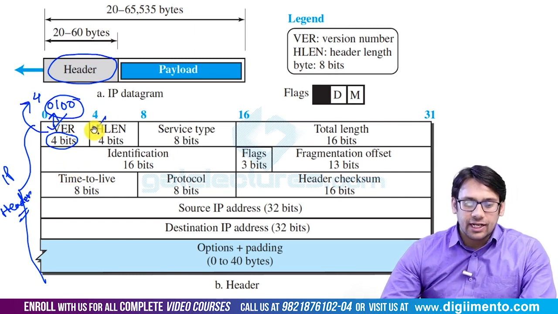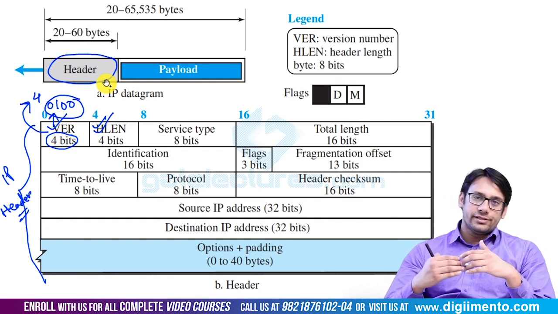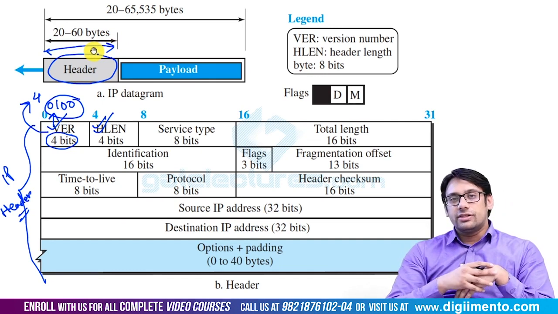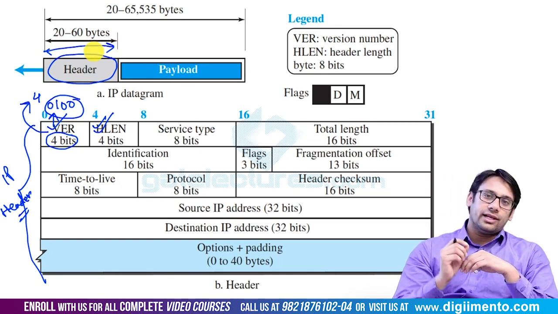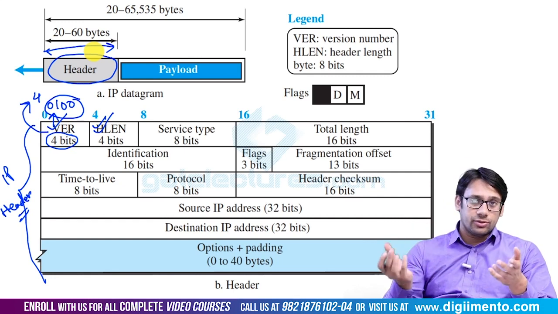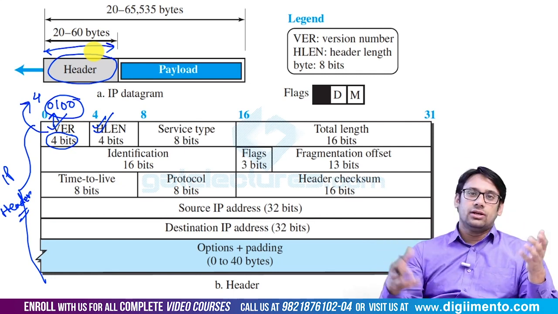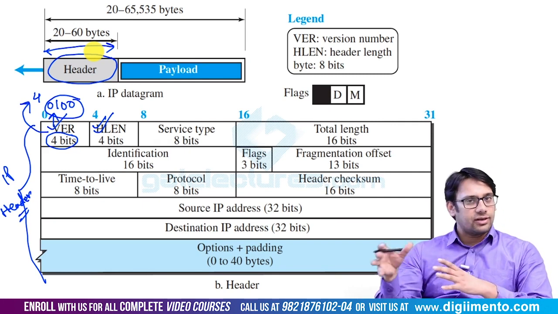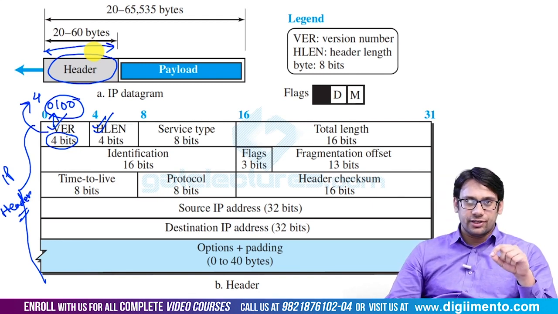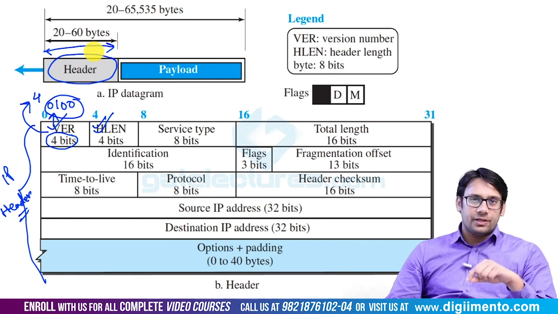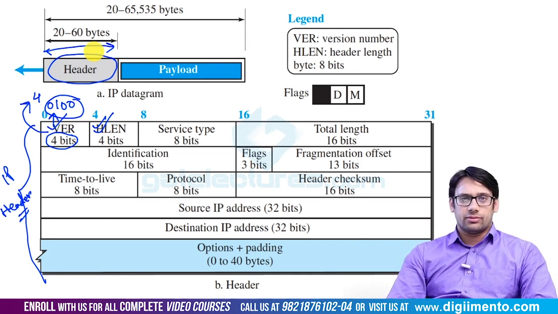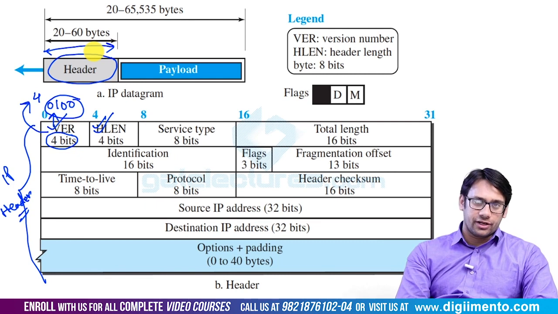Then we have the header length field. This header length field tells the length of this entire header. Why do we actually need this header length field? We need it because the length of the header is not fixed. The minimum length of the header can be 20, it can be 60, it can also be 32 bytes, it can also be 40 bytes. The length can vary. Because the length of the header is not fixed, to keep track of this we needed a specific field, which is the header length field. It is a mandatory field. It should be there because we don't know the total length of the header.